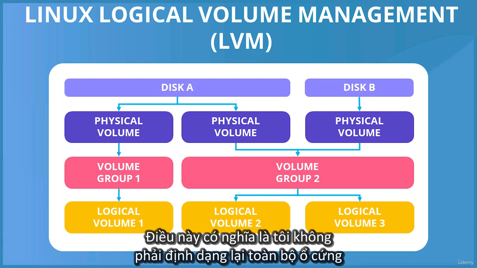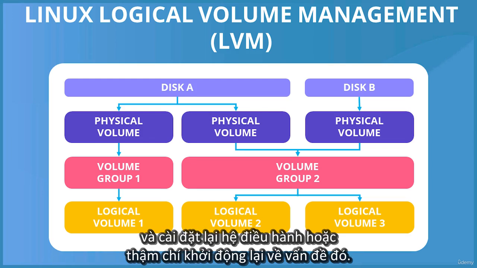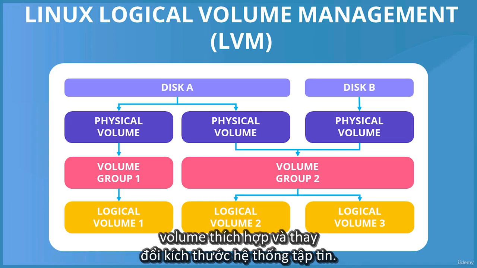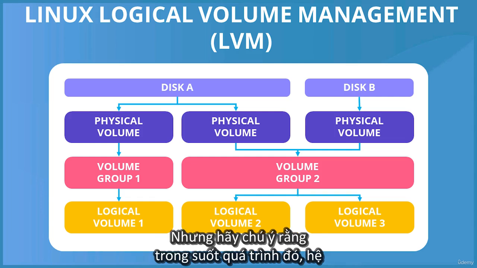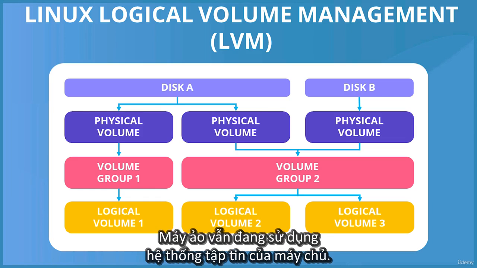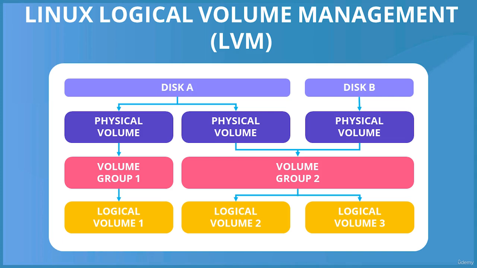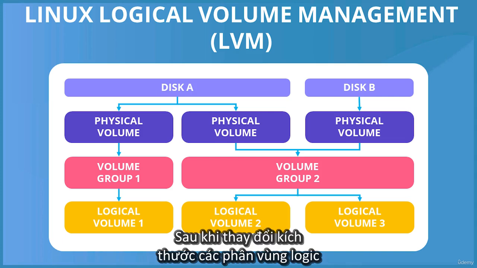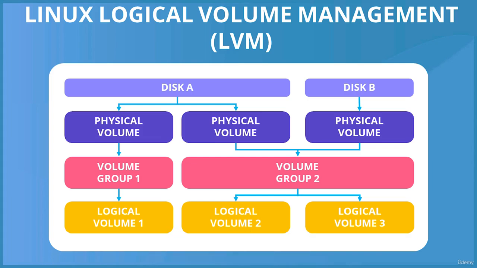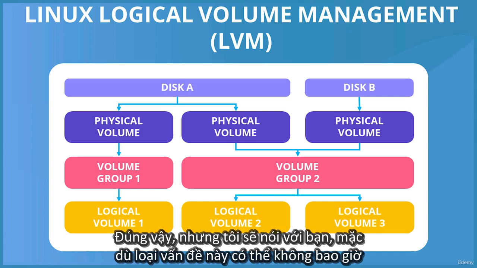This means I did not have to reformat the entire hard drive and reinstall the operating system, or even reboot for that matter. I simply assigned some of the available space to the appropriate logical volume and resized the file system. But get this, all the while the file system was online and the virtual machine was still using the host file system. Then, after resizing the logical volume and the file system, I resumed running the virtual machine, and the installation continued as if no problems had occurred. Whew.